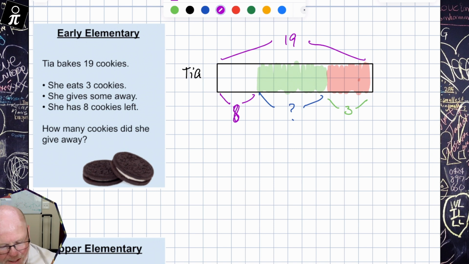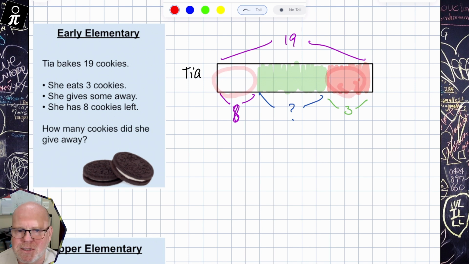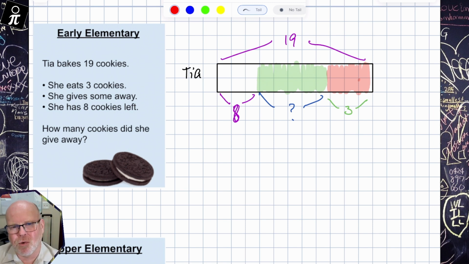And as you can see, my model doesn't really make sense because my 3 and my 8 appear to be the same size. And that's okay, folks, because a tape diagram is really supposed to just represent conceptually what's going on in the story. It doesn't have to be perfectly proportional and accurate. It needs to help the student really just make sense of the story.